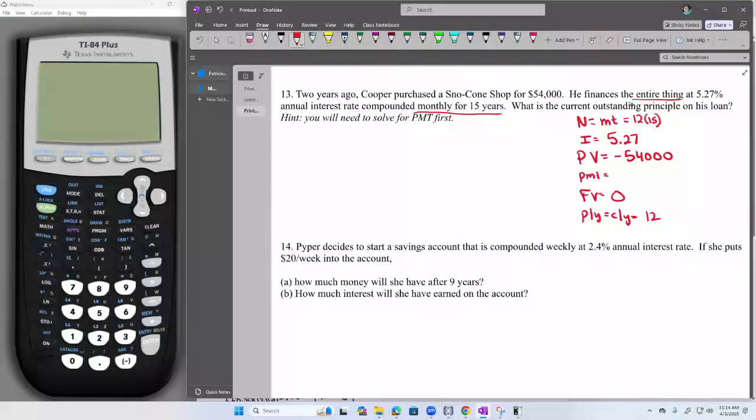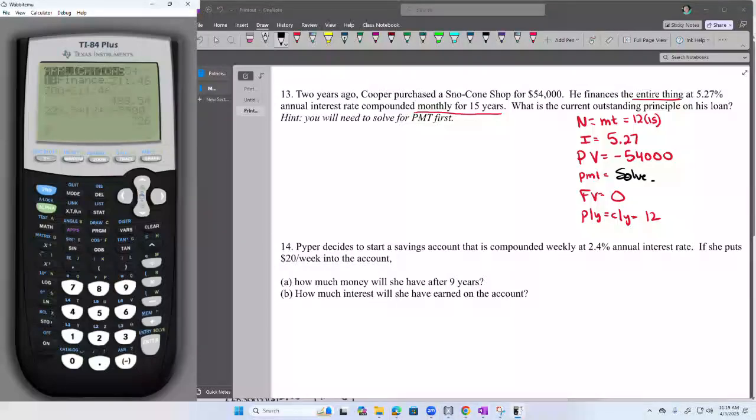Okay, what is the current outstanding principal? So that means how much does he still owe? Even if it didn't give you the hint there, every problem you do, first thing you do is solve for payment. So we're going to solve for payment here.